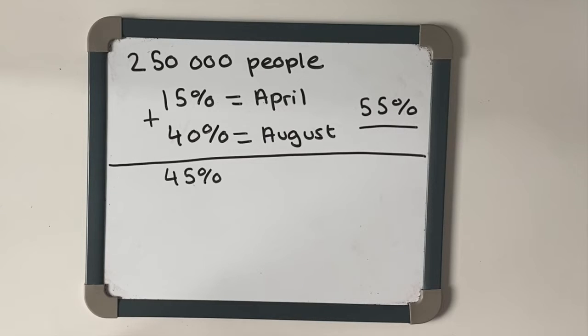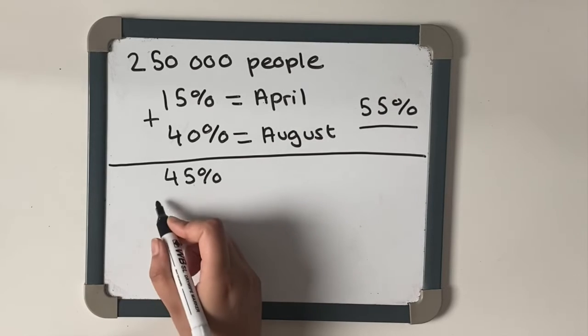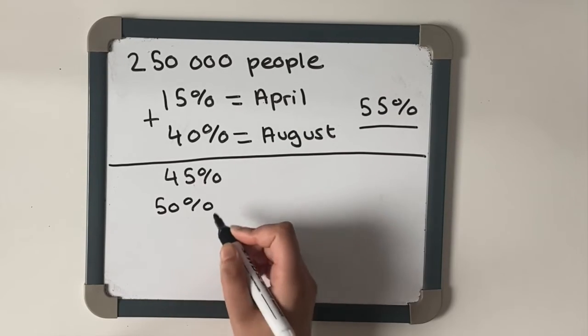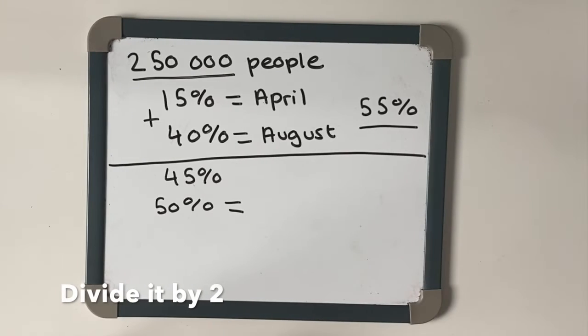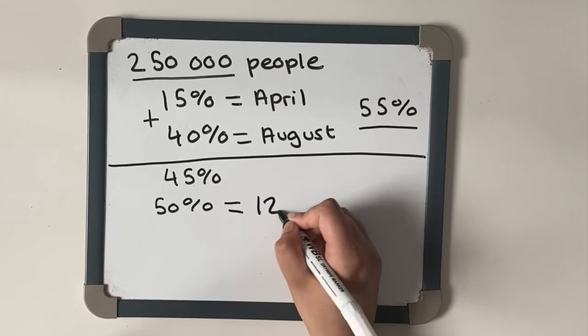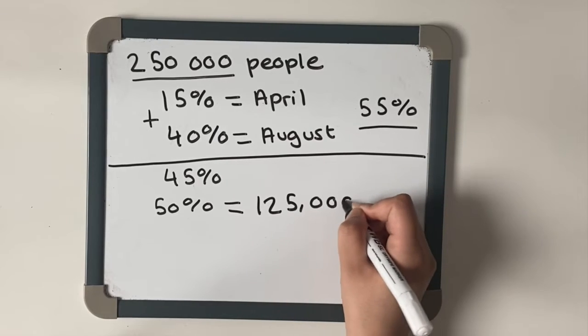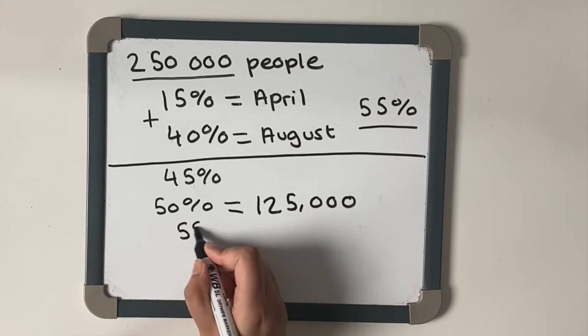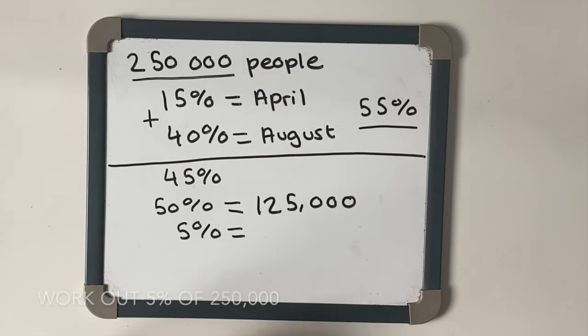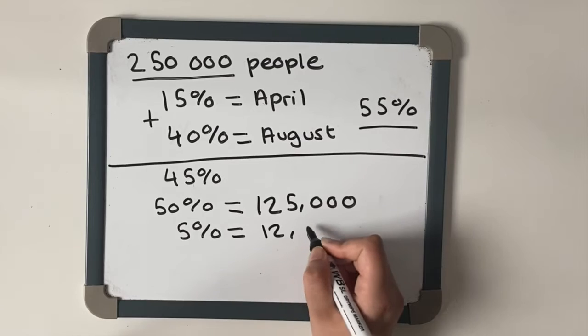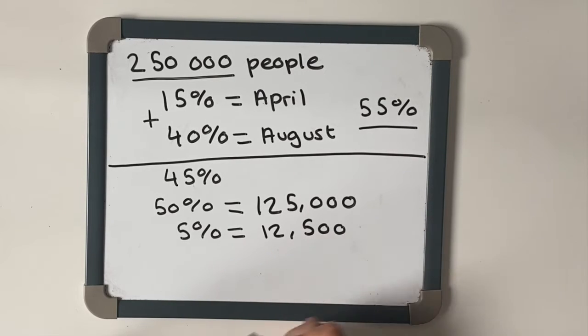Now, I could do 10% and 10%, but I'm going to take a little bit of a shortcut. I'm going to work out 50% first. 50% of 250,000 people, we're going to divide it by 2. So that answer is 125,000. I am then going to work out 5%. 12,500. Now I'm not going to go into detail of how I did it. If you're interested in working out 5%, I'll have the video linked down below.